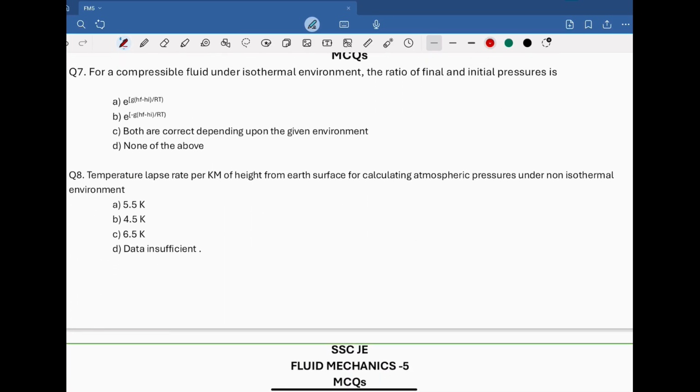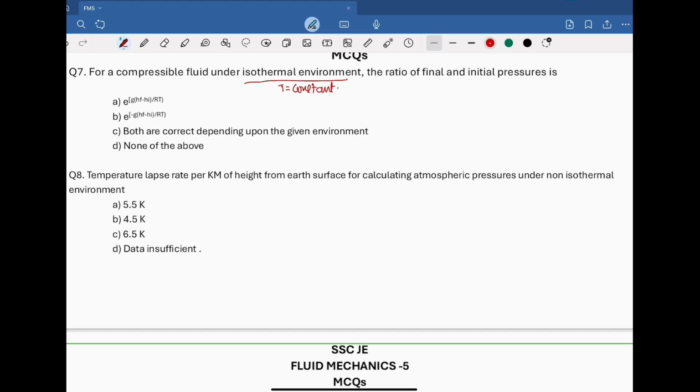Next, for a compressible fluid under isothermal environment. What is isothermal environment? T is equal to constant. Iso means constant, thermal means temperature. Here in isothermal environment, the temperature is constant. And the ratio of final and initial pressures, if temperature is constant, for a compressible fluid, then there will be a pressure difference between initial and final pressures.